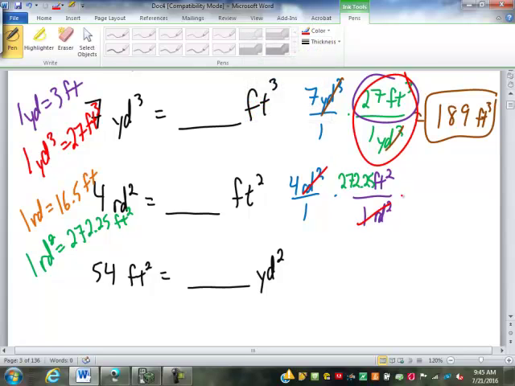So the square rods cancel out. 4 times 272.25 is 1,089, is it not? Perfect. So 1,089 square feet in 4 square rods. Questions?